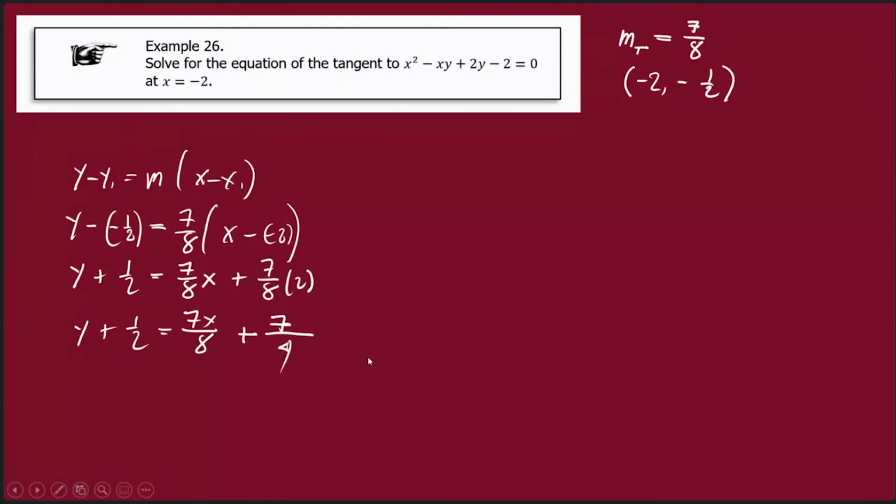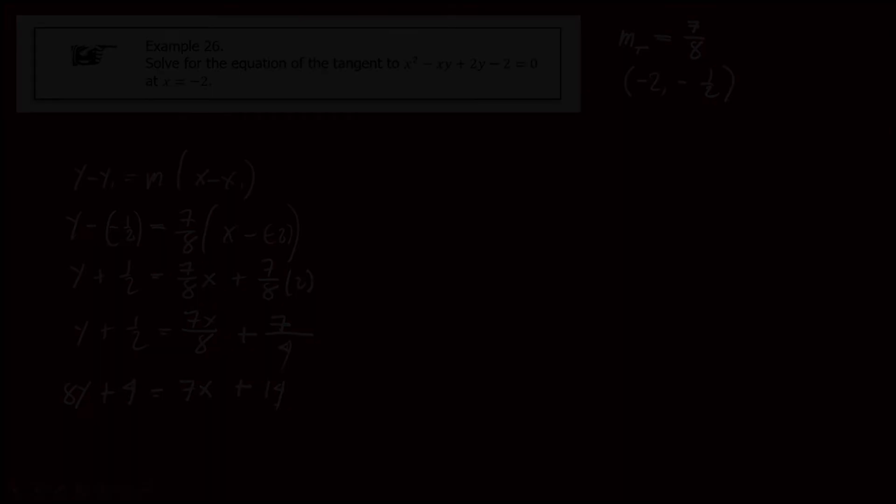Now I have to get rid of the denominators here. I'll multiply both sides of the equation by 8. So this will be 8y plus 8 over 2, that is 4, equal to 7x plus 8 over 4 is 2, 2 times 7, that's 14.